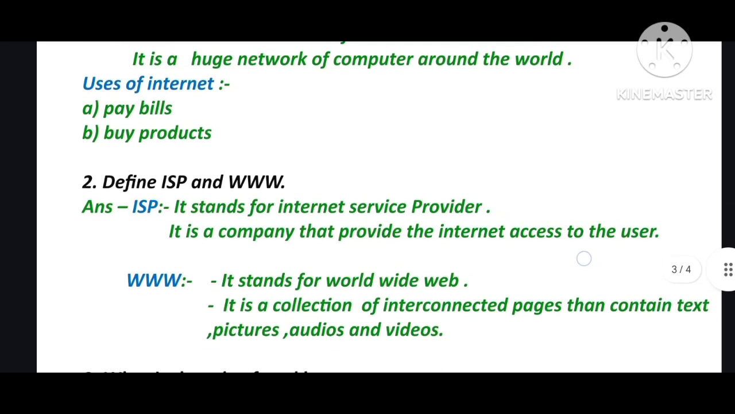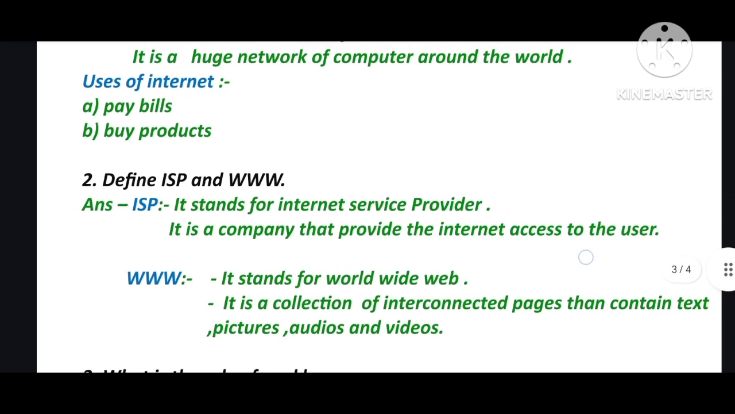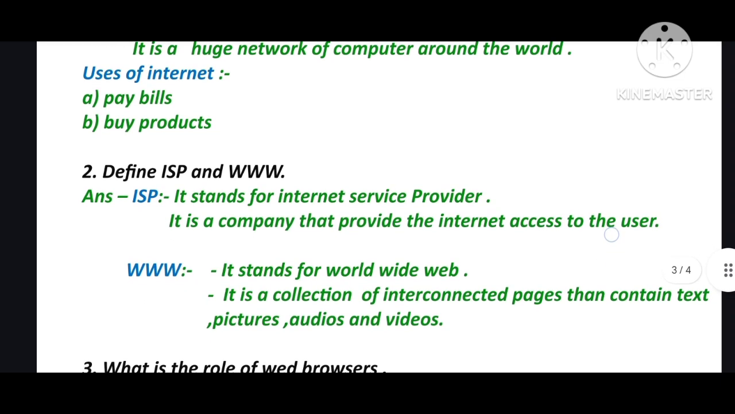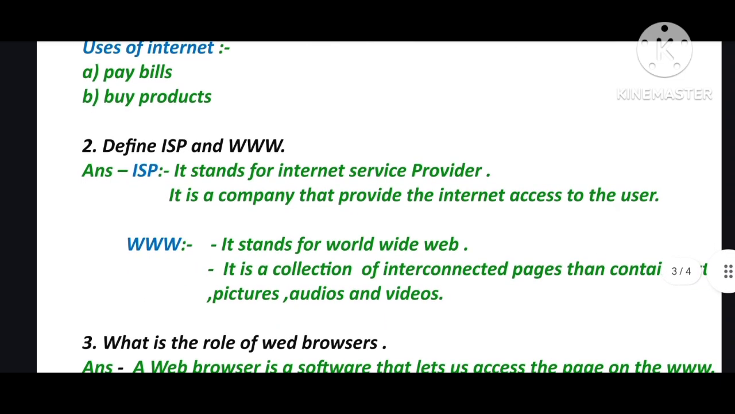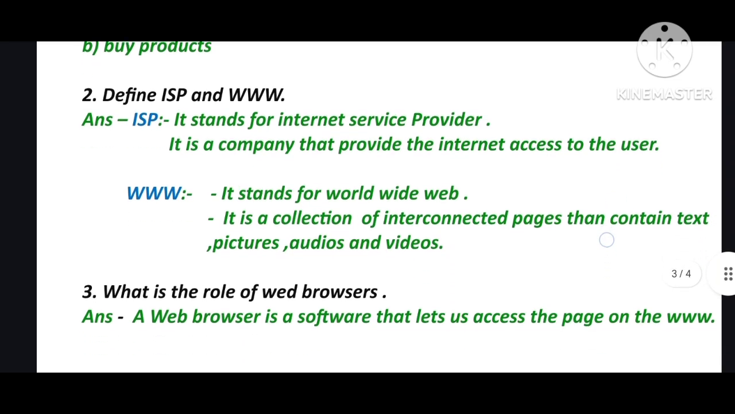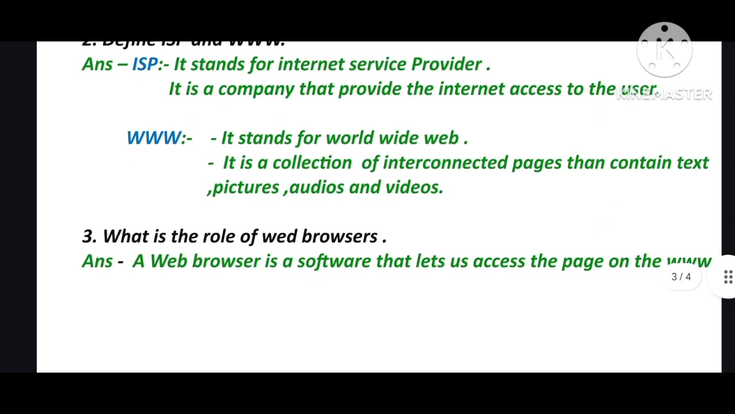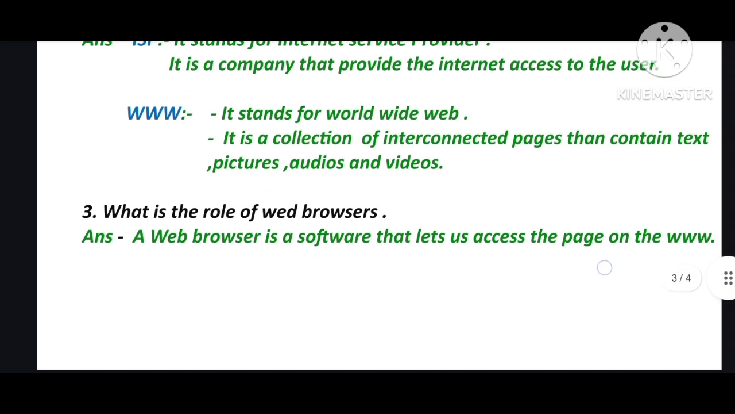Our next question is, define ISP and WWW. ISP stands for Internet Service Provider. It is a company that provides internet access to the user. And WWW stands for World Wide Web. It is a collection of interconnected pages that contain text, picture, audio, and video.